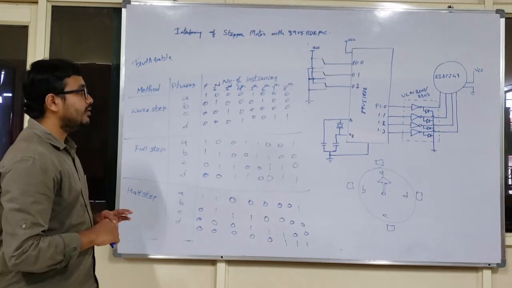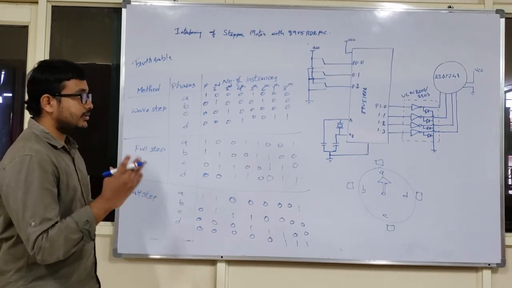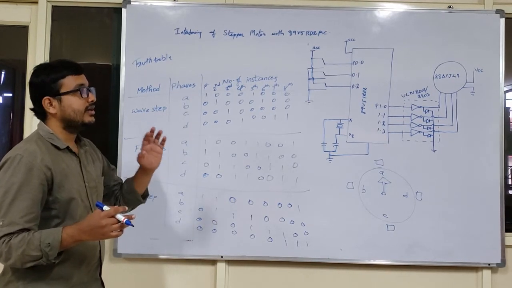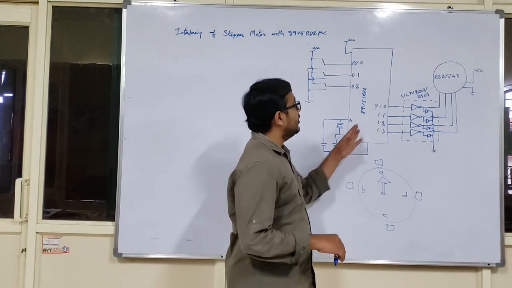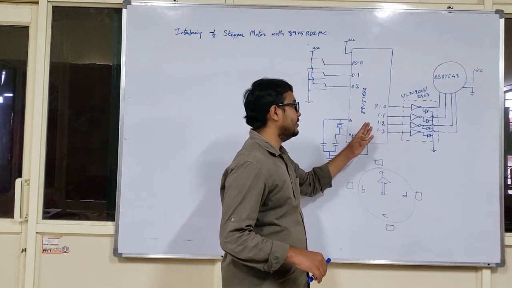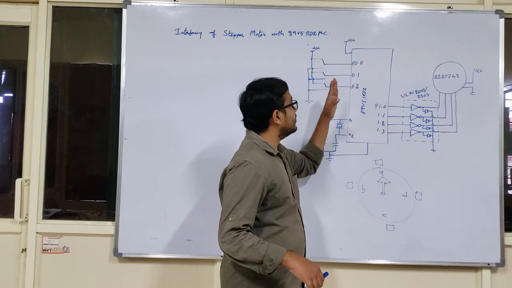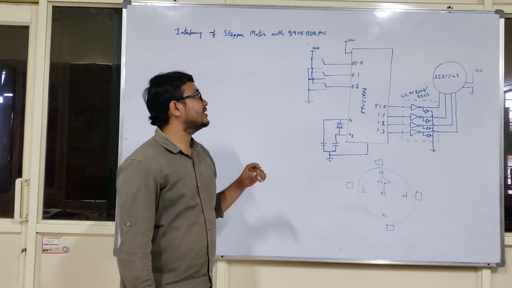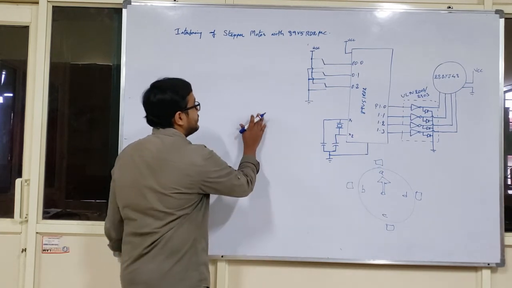So this is the truth table, and now I will be explaining how to do the programming to interface the 8051 microcontroller with your stepper motor. For the programming, I have taken here 2 ports, P0 and P1. P1 is interfacing with your stepper motor, and the P0 port is interfacing with your dip switch. As we have already done the experiment on the dip switch, no need to explain further about it.